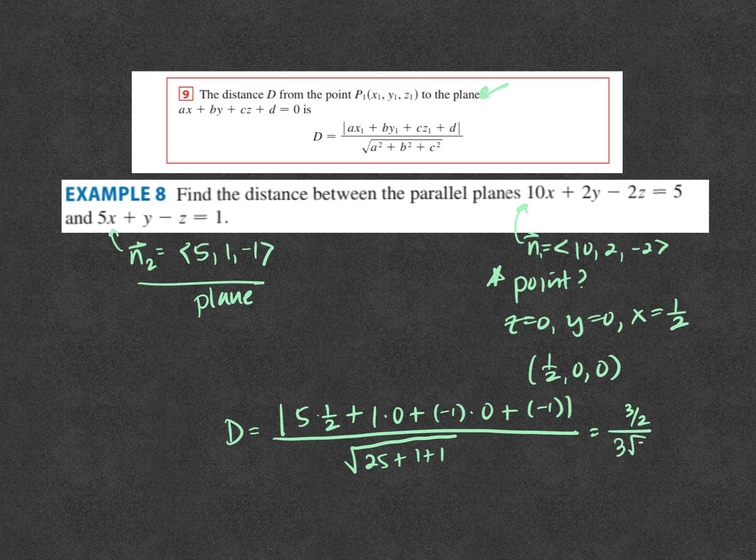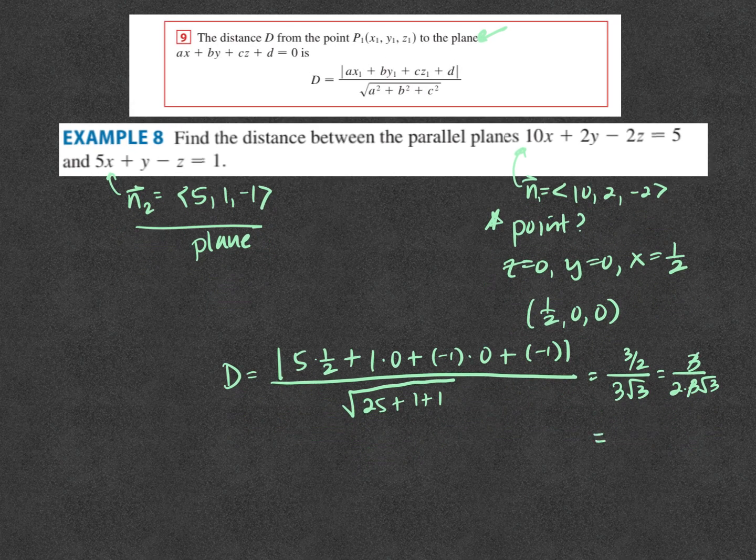I'm going to go ahead and call it 3 square root of 3. So we have 3 over 2 times 3 square root of 3. Let's cancel those square root of 3's. And I would like to call this 1 over 2 square root of 3. But I think WebAssign is going to have you rationalize it and call it square root of 3 over 6. So the distance between these two specific parallel planes is square root of 3 over 6.